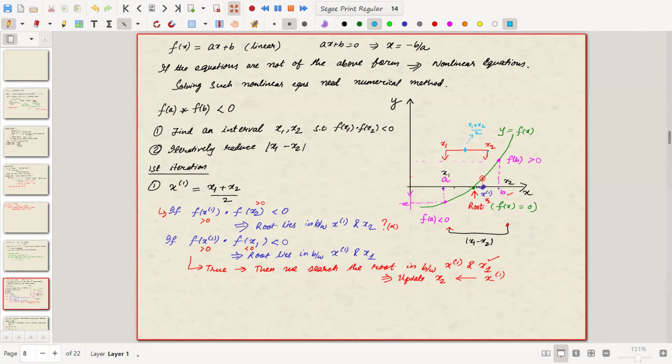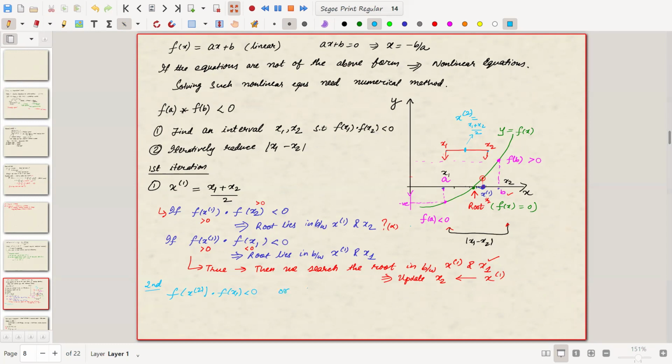Fine. This point is the second iteration, so x2 equals this. Are you getting it? Now you should check the value at the second iteration: check the value of f of x2 and f of x1, whether it is less than 0.